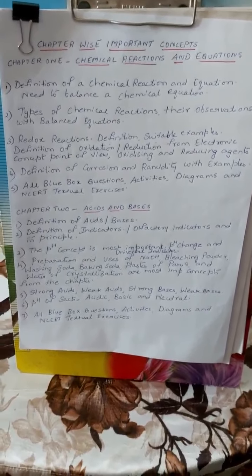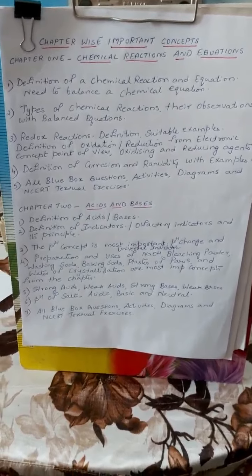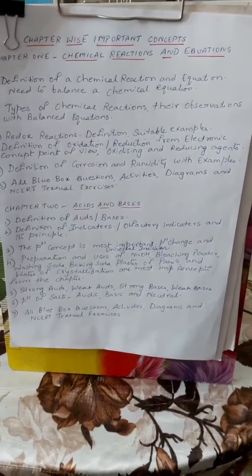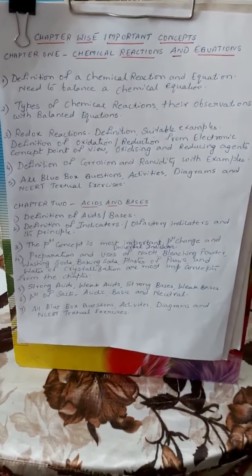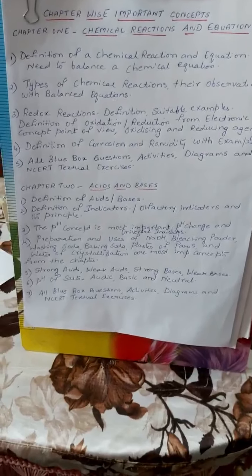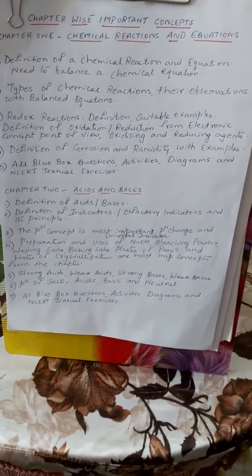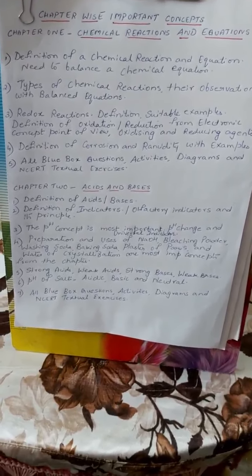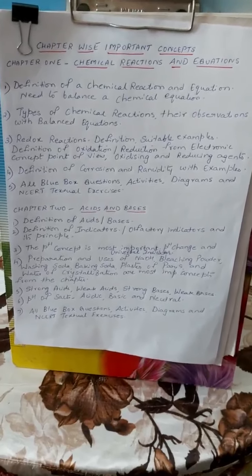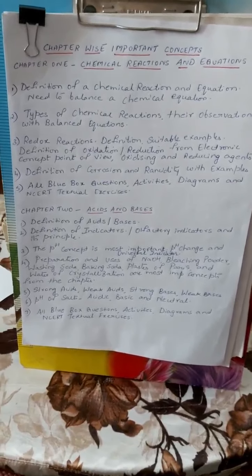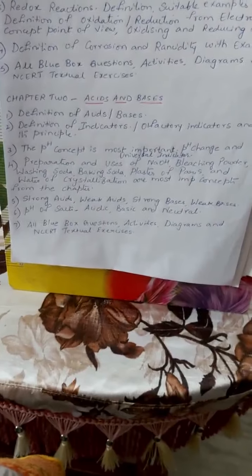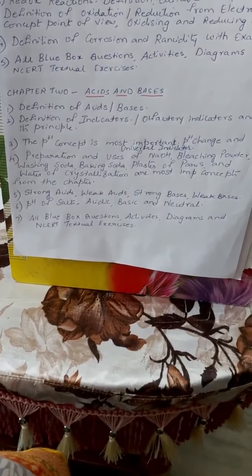examples. The definition of what is oxidation and what is reduction from the electronic concept point of view is very important. Oxidizing and reducing agents, how they help in redox reactions, knowing this concept is very essential. Definition of corrosion and rancidity with examples. Along with this, you need to be perfect with all the blue box questions, activities, diagrams, and NCERT textual exercises.